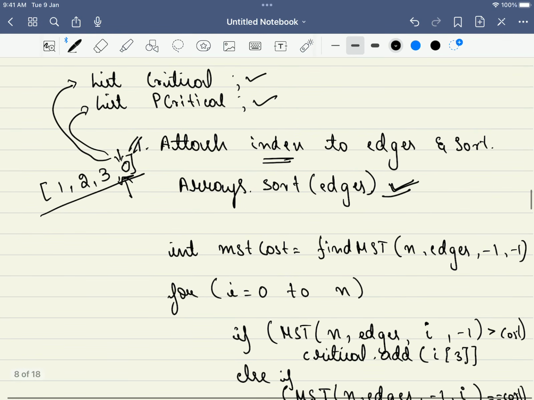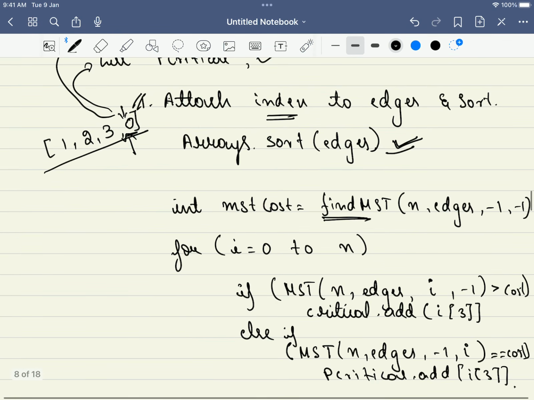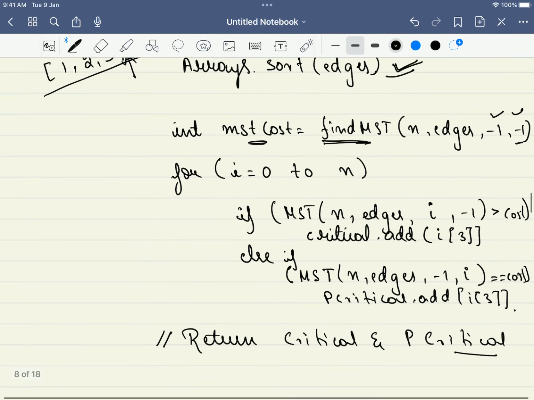Then the second step is to find the MST. I will explain the function of find MST, but the first step is to find the MST. And what does -1 and -1 indicate? That is, we are not blocking any edge, or we are not making anything compulsory. Now, once we have found the MST cost, then what will we be doing?